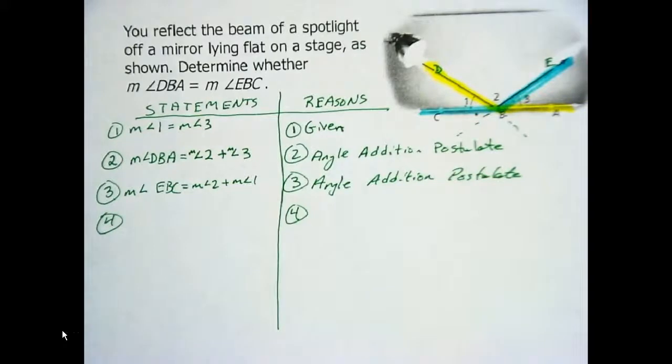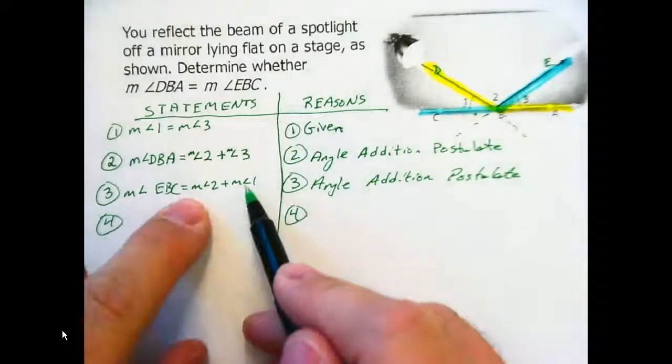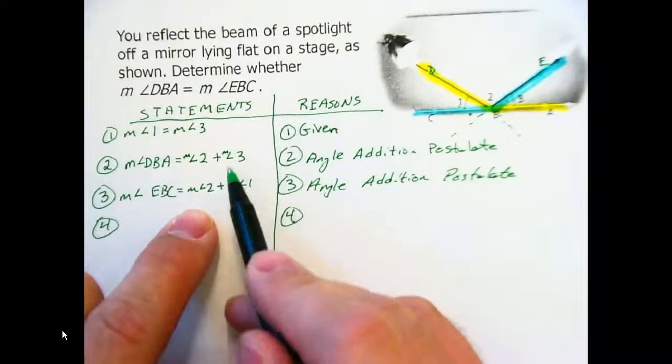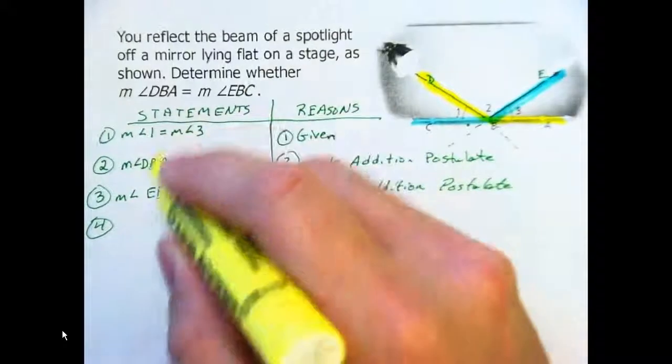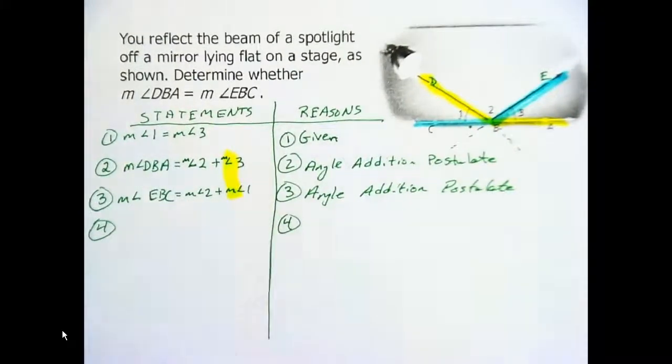All right, Abdul, what do you got, bud? Okay, I like angle 1 is equal to angle 3. You're right. So what am I going to do with that? Hey, how do these two things differ, Abdul? Okay, so really, when you get down to it, the big difference between DBA and EBC are those two things. The angle 2 is in common, correct? Okay, so how can you use this statement to make those two things the same?